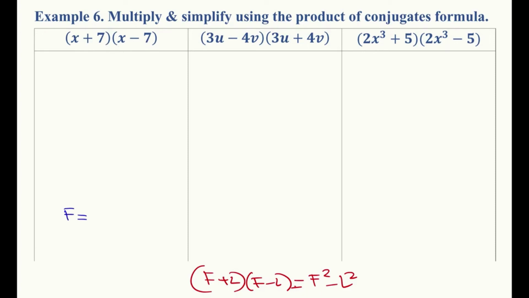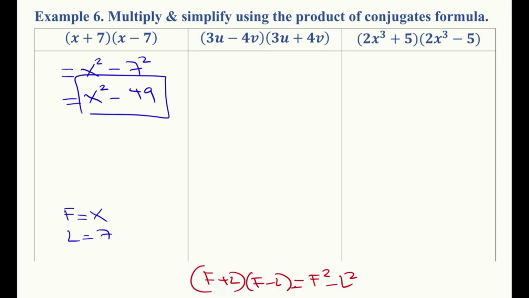Well, f here is x and L is 7. So according to the rule, we're going to get f squared minus L squared. So we're going to get x squared minus 7 squared. So we get x squared minus 49. And that's that. All right, so can we use it here?